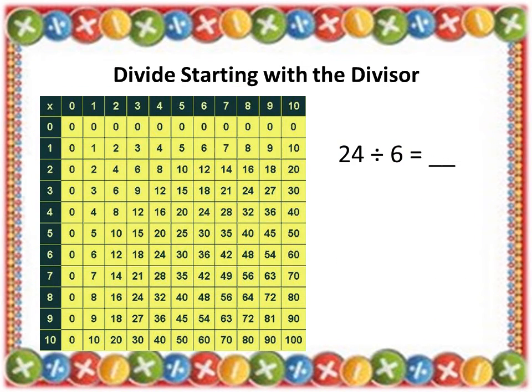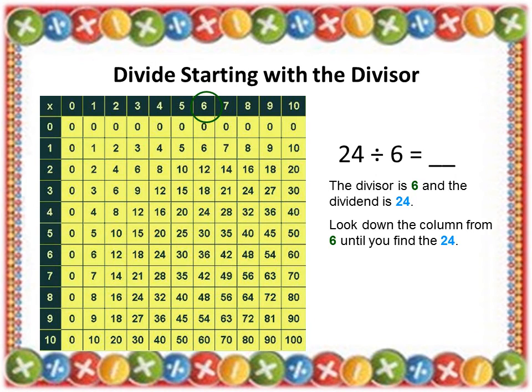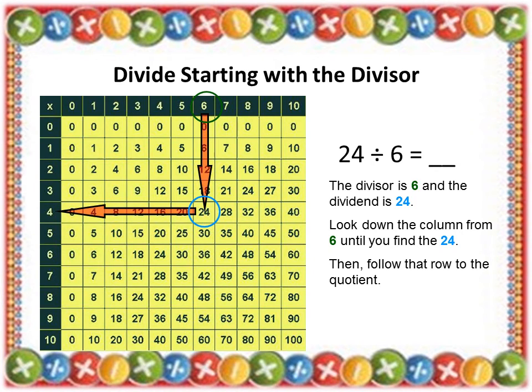Let's try another one. 24 divided by 6. The divisor is 6, and the dividend is 24. So we're going to look down the column from 6 until we find that 24. And then we're going to follow that row to the quotient. And we see that quotient is 4. So the answer is 4. 24 divided by 6 is 4.